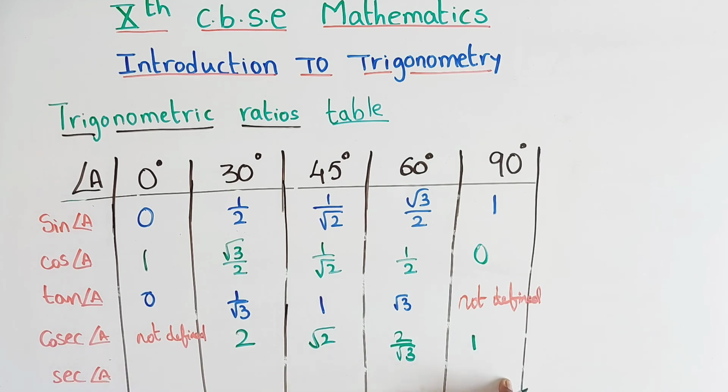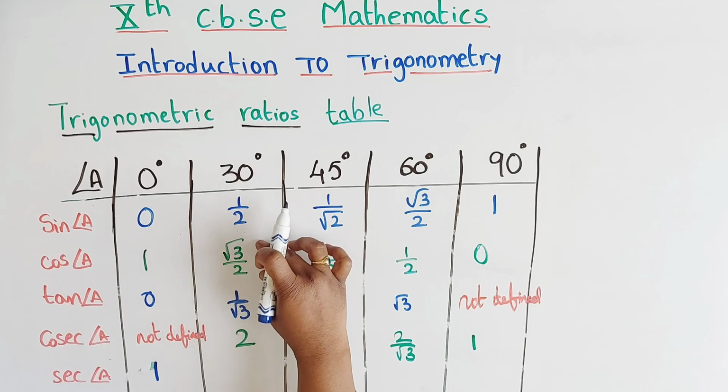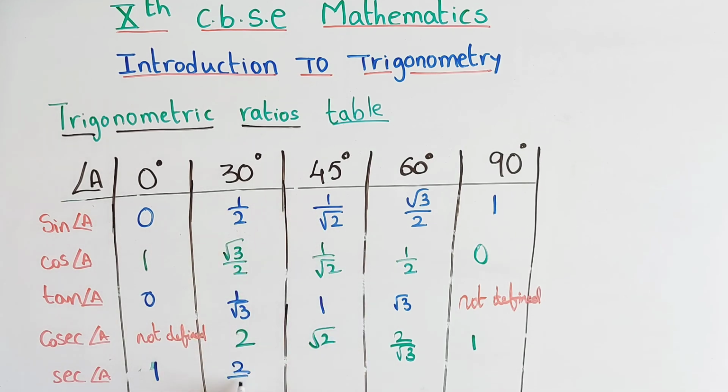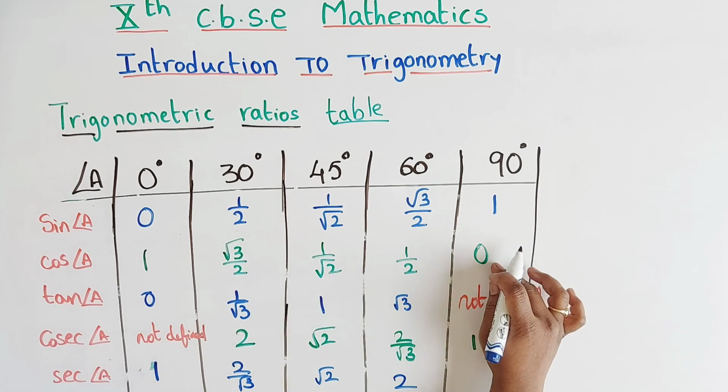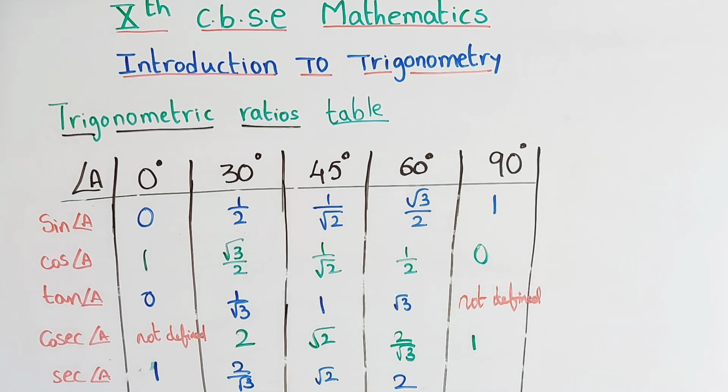Correct, children? Now we will see secant. This is also reciprocal of cos. Start doing: 1 reciprocal, 1 here. I will use blue. Secant 30 is the opposite order of cosecant. Root 3 by 2 reciprocal, that means 2 by root 3. 1 by root 2 reciprocal, it is root 2. 1 by 2 reciprocal, it is 2. And 0 by 1, think this is 0 by 1. This reciprocal 1 by 0, that means it is not defined.